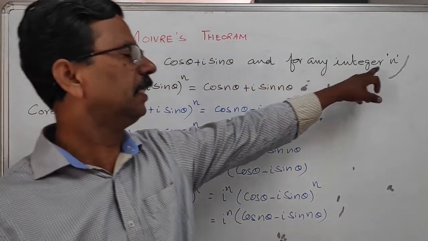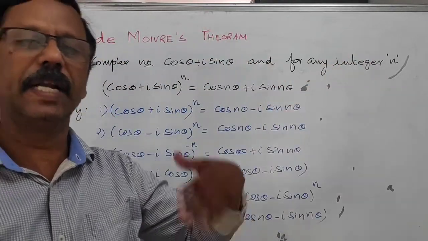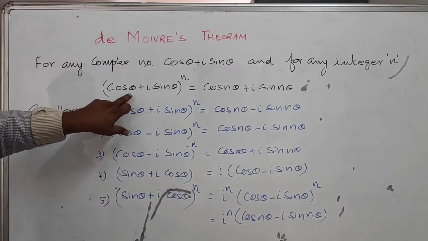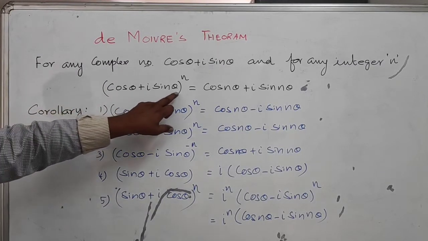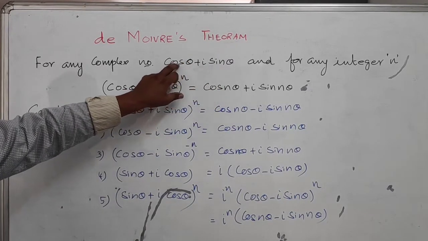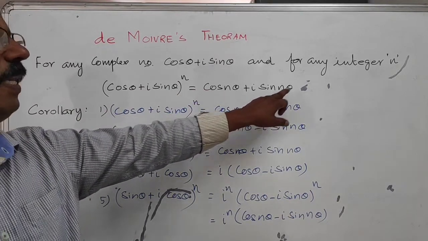and for any integer n, not only for integers, it may be explained for rational numbers or negative numbers, whatever be the number. Okay. Now here we can write the result: (cos theta plus i sin theta) whole power n. We are raising to the power n the given complex number, which is in polar form, which is equal to cos n theta plus i sin n theta.